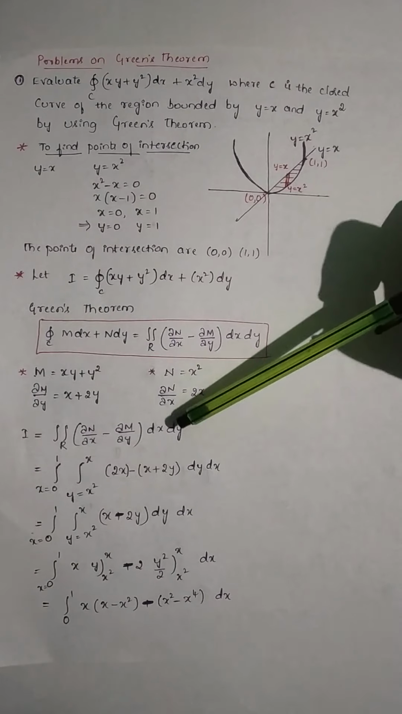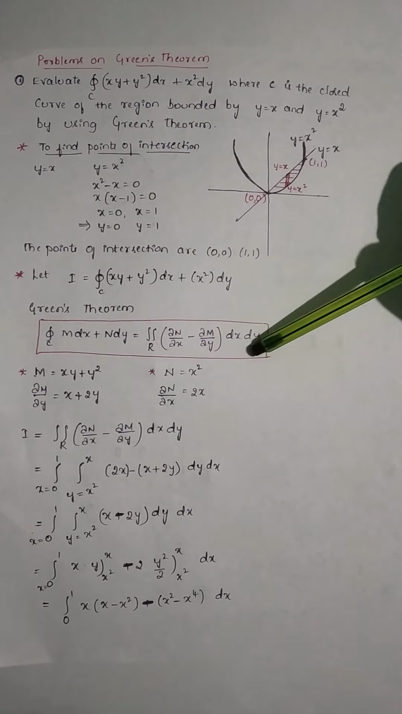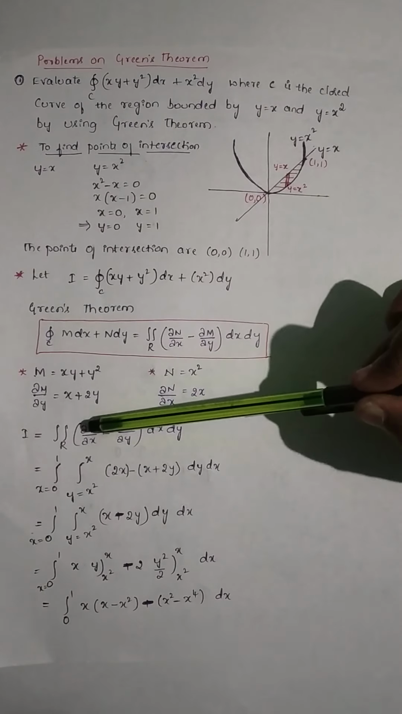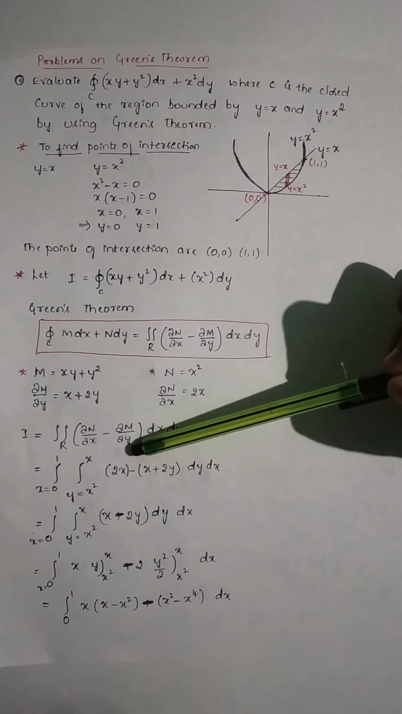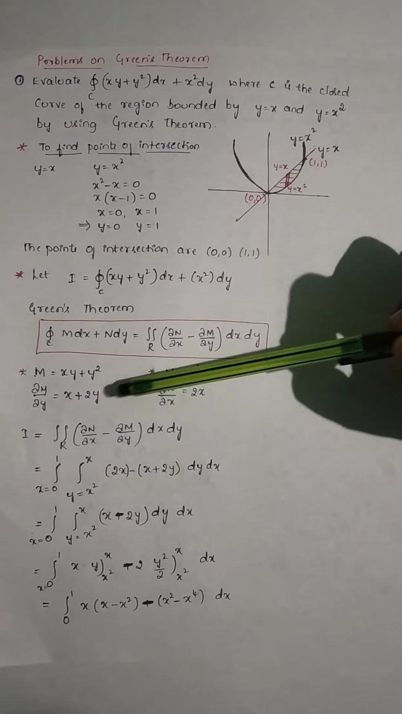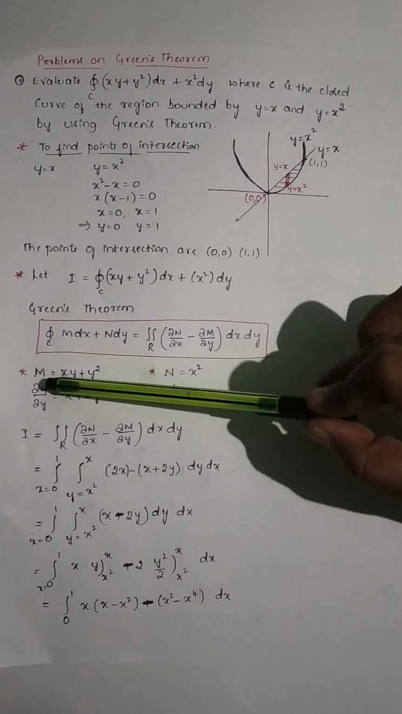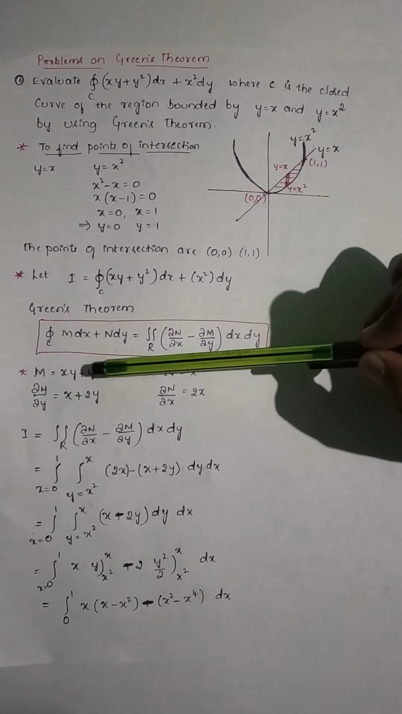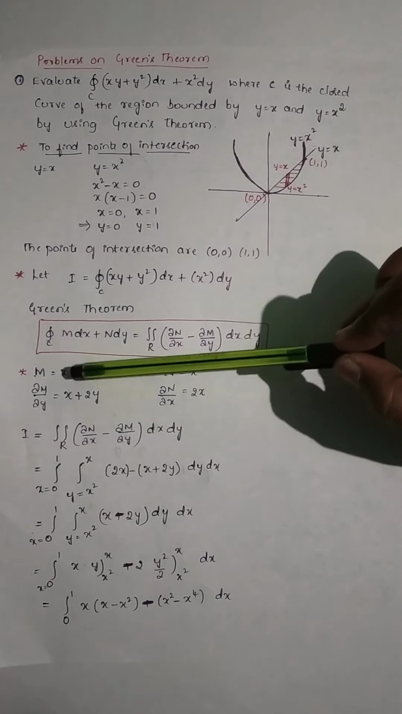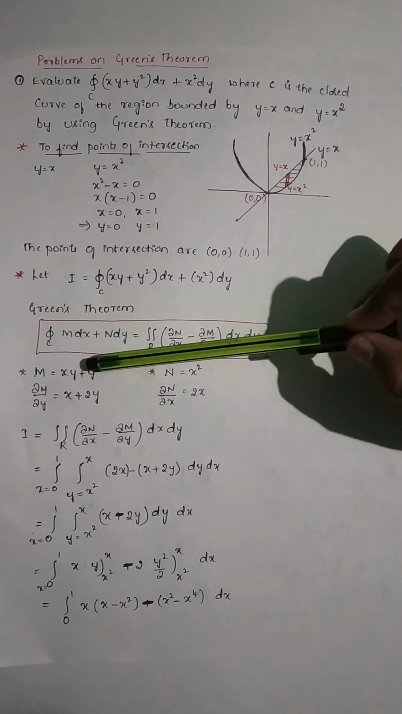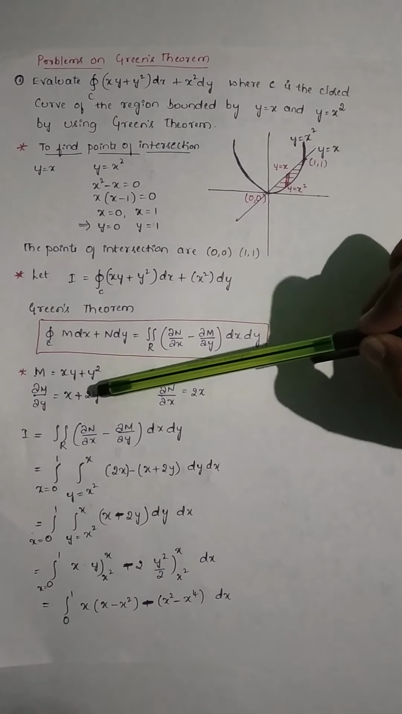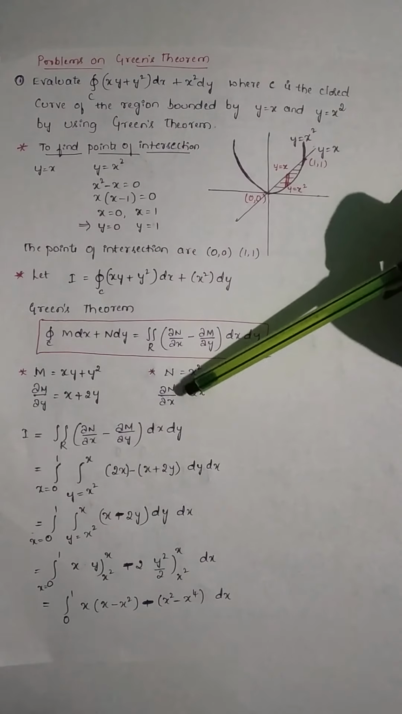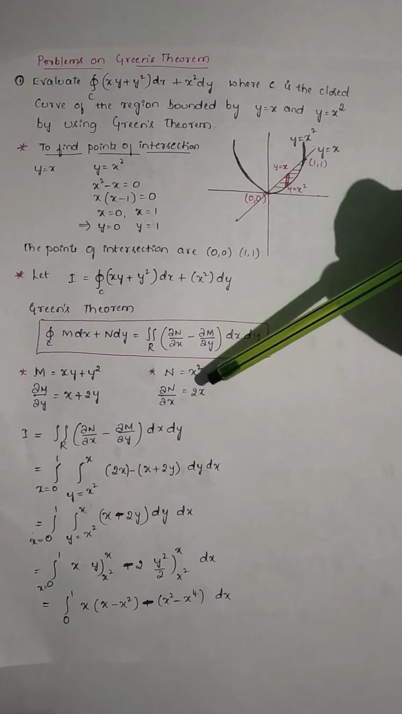To find I, we need to take the RHS of Green's theorem and substitute ∂N/∂x and ∂M/∂y, which you have to find out here. ∂M/∂y is the partial differentiation of M with respect to y treating x constant. So ∂M/∂y is x times the differentiation of y, which is 1, plus the differentiation of y², which is 2y. And ∂N/∂x is 2x, the partial differentiation of N with respect to x treating y constant.